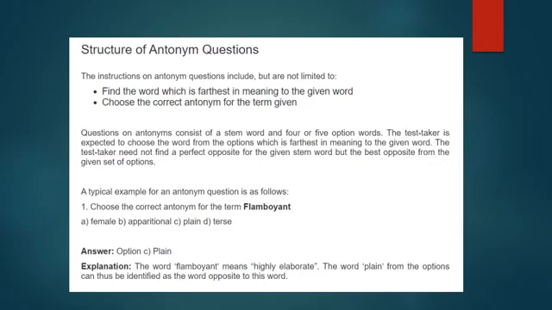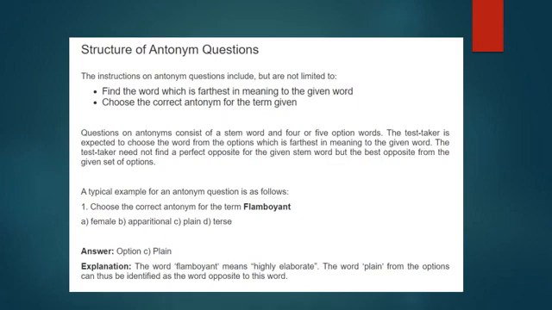Questions on antonyms consist of a stem word and 4 or 5 option words. The test taker is expected to choose the word from the options which is farthest in meaning to the given word. The test taker need not find a perfect opposite for the given stem word, but the best opposite from the given set of options. So whatever options are given, find out among them which is farthest in meaning.